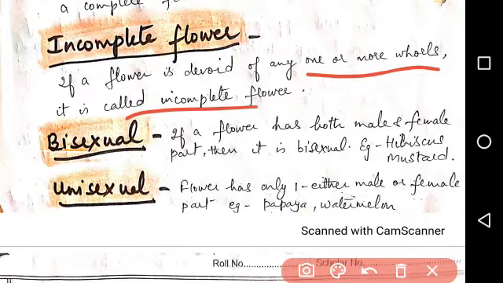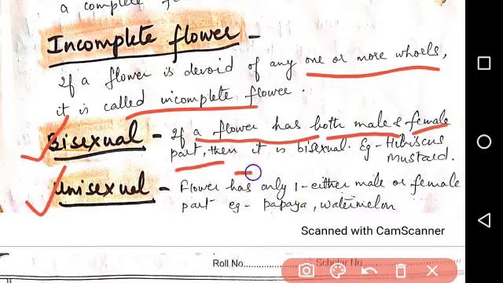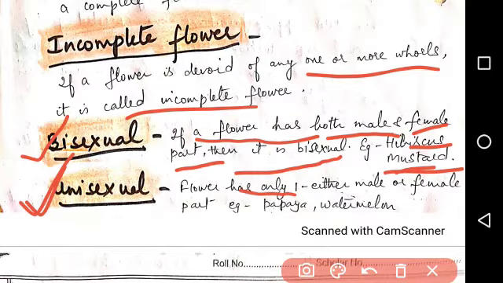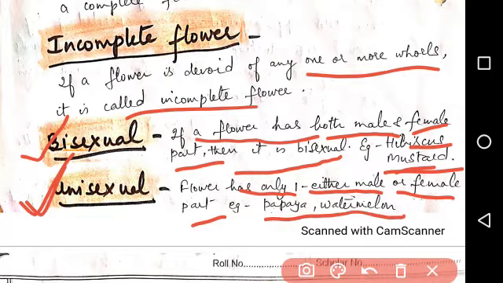Now, depending upon whether both the male and female parts are present in a flower, flowers can again be divided into two groups: bisexual flower and unisexual flower. If a flower has both male and female parts, then it is called a bisexual flower. Examples are hibiscus, that is China rose, and mustard plant. If a flower has only one, either male part or female part, then it is called a unisexual flower. Examples are papaya, watermelon, etc.